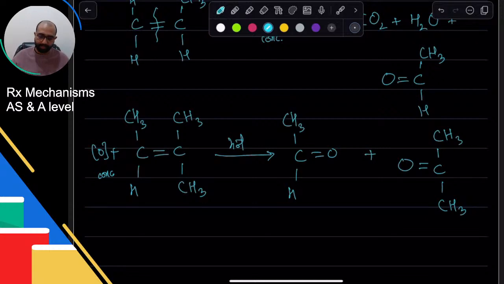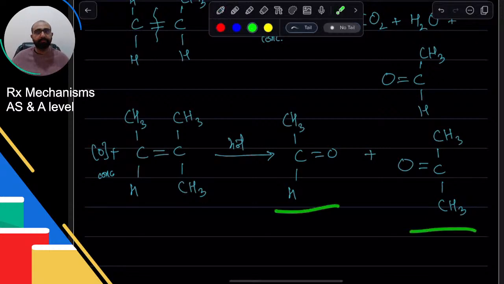Can this be further oxidized? This can, this cannot. This one can't, this one can. Why? Hydrogen can get oxidized. So first the carbon got oxidized, now this hydrogen got oxidized and can convert to OH. So that is something you need to know.